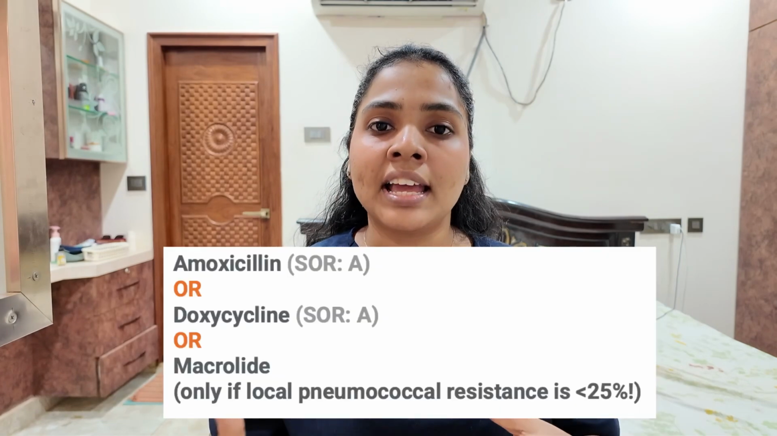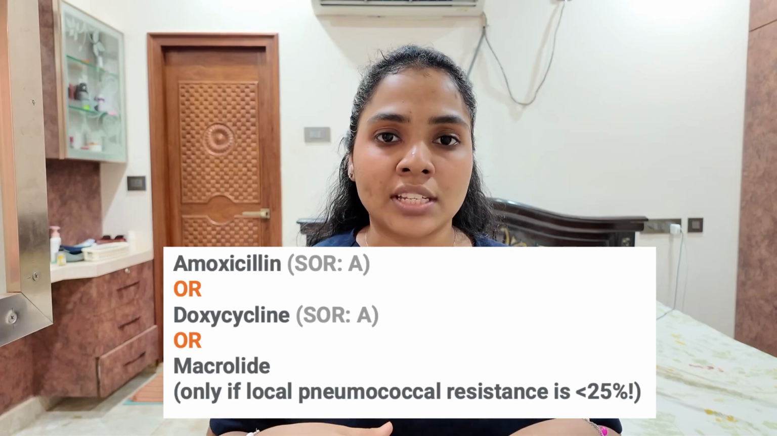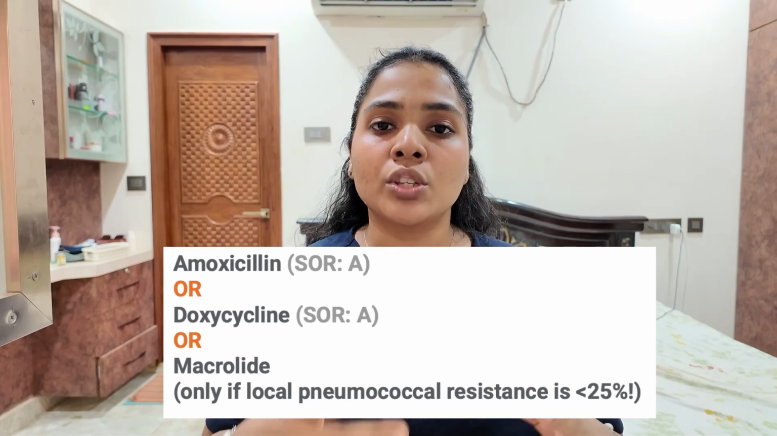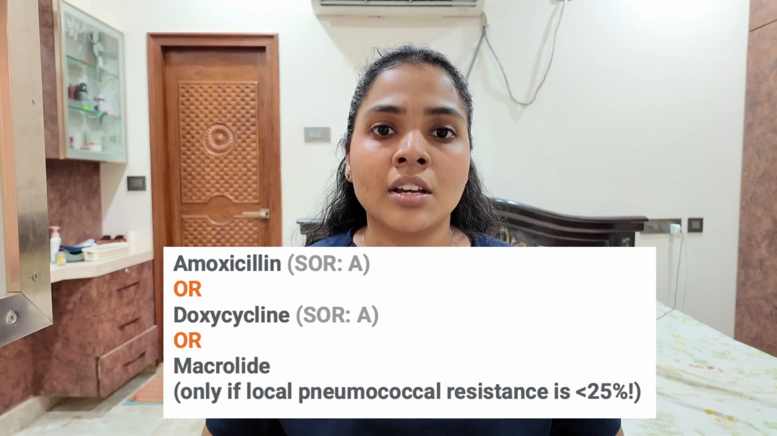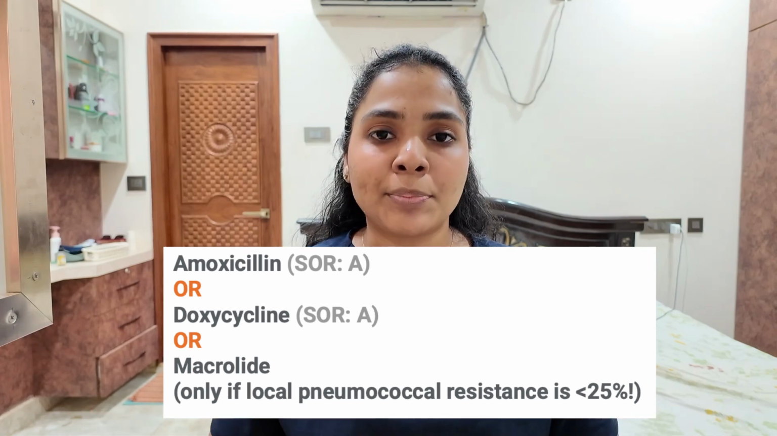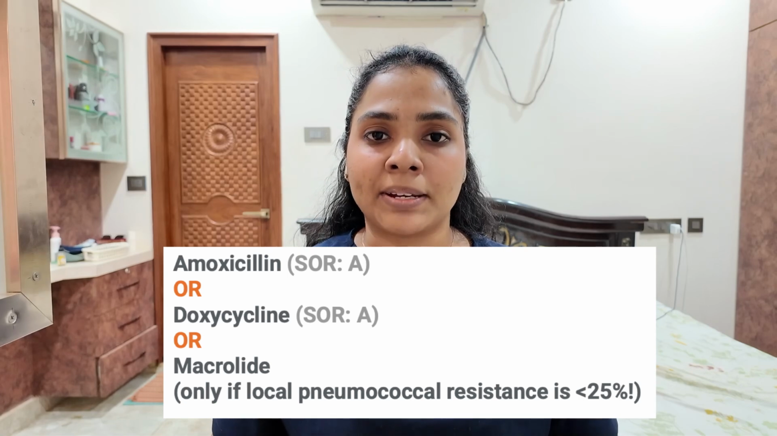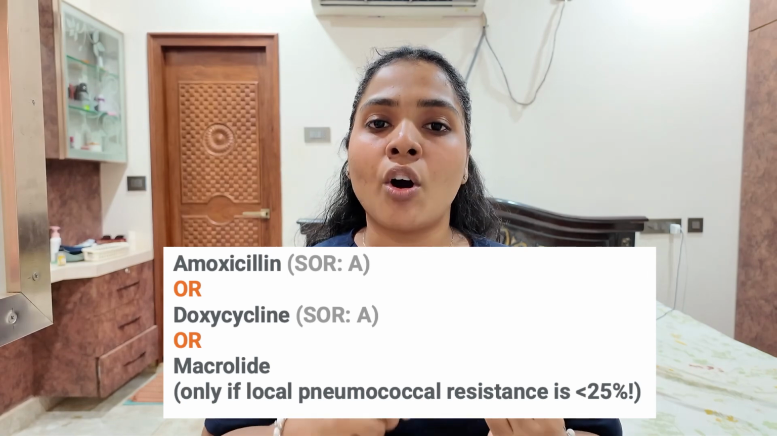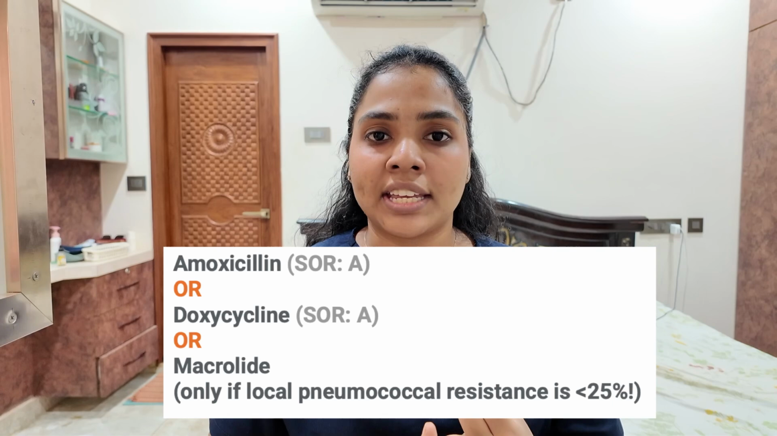For these patients, you will be giving amoxicillin, a penicillin, and if they are allergic to that, you can give doxycycline, a tetracycline. Both of these are strong recommendations. But if the local resistance of Strep pneumoniae is less than 25%, you can use a macrolide antibiotic. But the first two, amoxicillin or doxycycline, are the strong recommendations. Now coming to category 2.